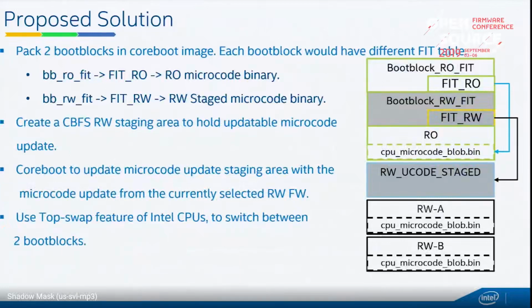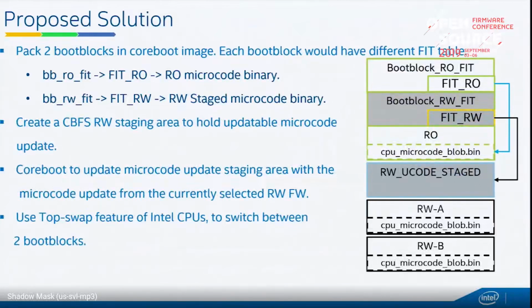The FIT table in the first boot block, which I call boot block underscore RO FIT, has a FIT table that points to your microcode binary inside the RO region. So this is the same as the original implementation, where nothing has changed, right? The addition to this is the second boot block that has been put in there.